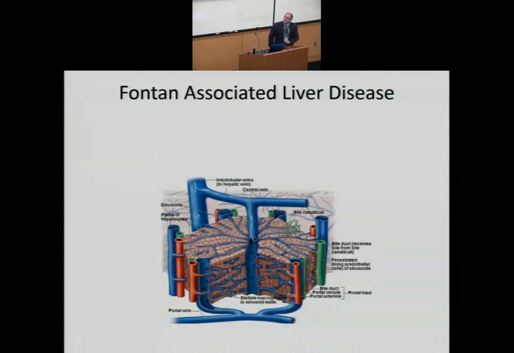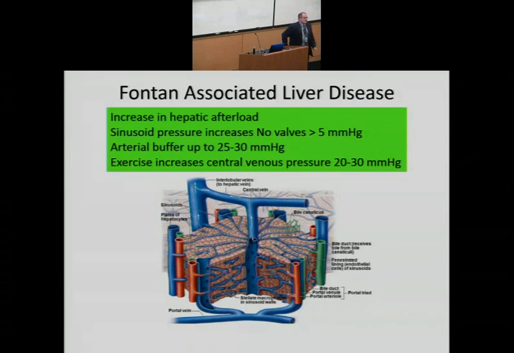If we drill down a little bit further into the liver lobule, you'll see here again the dual supply. This is the hepatic artery. This is the portal vein. It arborizes through the sinusoids of the liver to these central veins, all ultimately linking up with the hepatic veins and then off to the IVC. Now, they talk about an increase in hepatic afterload because of the systemic venous hypertension. And the sinusoidal pressure increases because there are no valves, often greater than 5 millimeters of mercury. The arterial buffer from the hepatic artery can help when the pressures get increased, but not when they're greater than 25 to 30 millimeters of mercury.